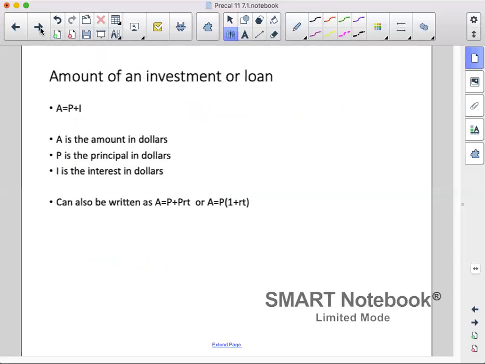Okay, next thing is the amount of an investment or loan. This is how much money we have total from our principal and interest earned. So the formula is A equals P plus I, where A is our amount in dollars, P is our principal in dollars, I is our interest in dollars. It can also be written as A equals P plus PRT, or A equals P times 1 plus RT. And we get these simply by substituting in our formula for our interest earned.